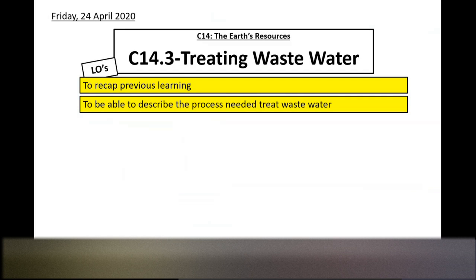Okay, so we've completed that, which is good. We've recapped our previous learning, topics 14.1 and 14.2, and we have described the process needed to treat wastewater. We've looked at why we treat wastewater, the byproducts of treating wastewater, as well as the process. Well done, excellent. And we did that all within the 1 hour. So what I'm going to do now is introduce the topic of the next lesson, and tell you what your home learning task is going to be.